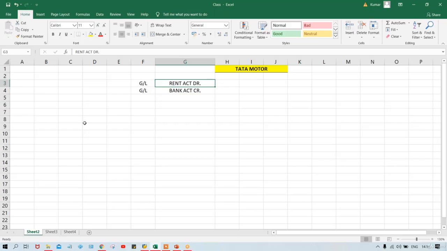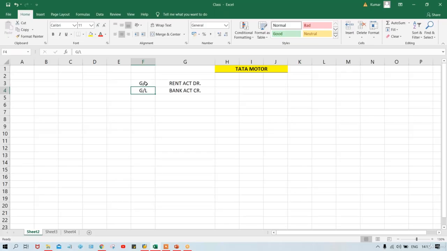So I'll do one thing now. Here these are the transactions. Let's suppose rent account and bank account. Rent is also a GL, bank is also a GL. It means if you have to post a transaction, you need to set up these two GL accounts in SAP first. These two GL accounts must be set up in SAP. So we have to set up these GL accounts. How to set up the GL account, I'll let you know.